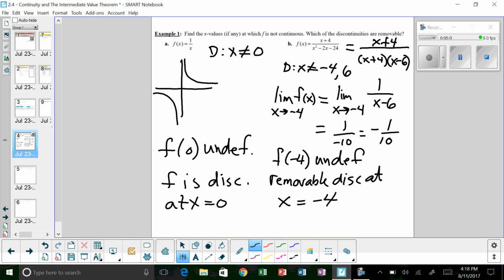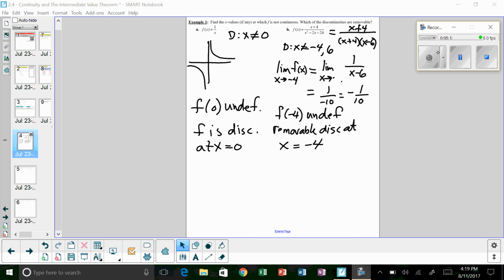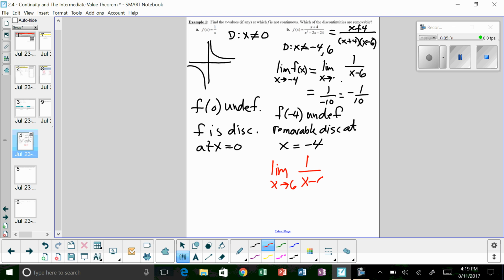However, when we examine the function at x equals 6, we see a different situation. At x equals 6, when we evaluate the limit as x approaches 6, we can still use the simplified version of the expression, 1 over x minus 6. However, what you notice here is that we still have an expression of the form 1 over 0.